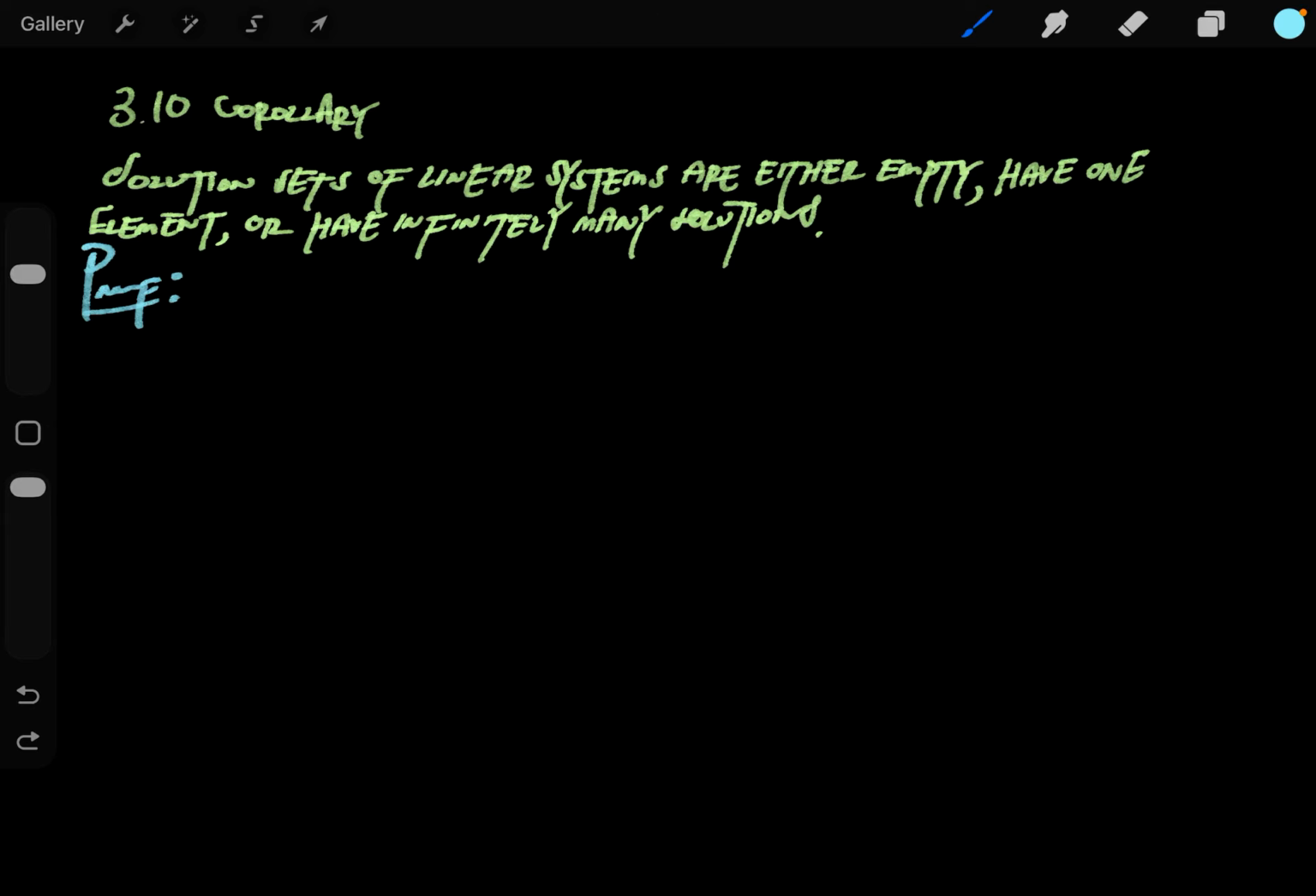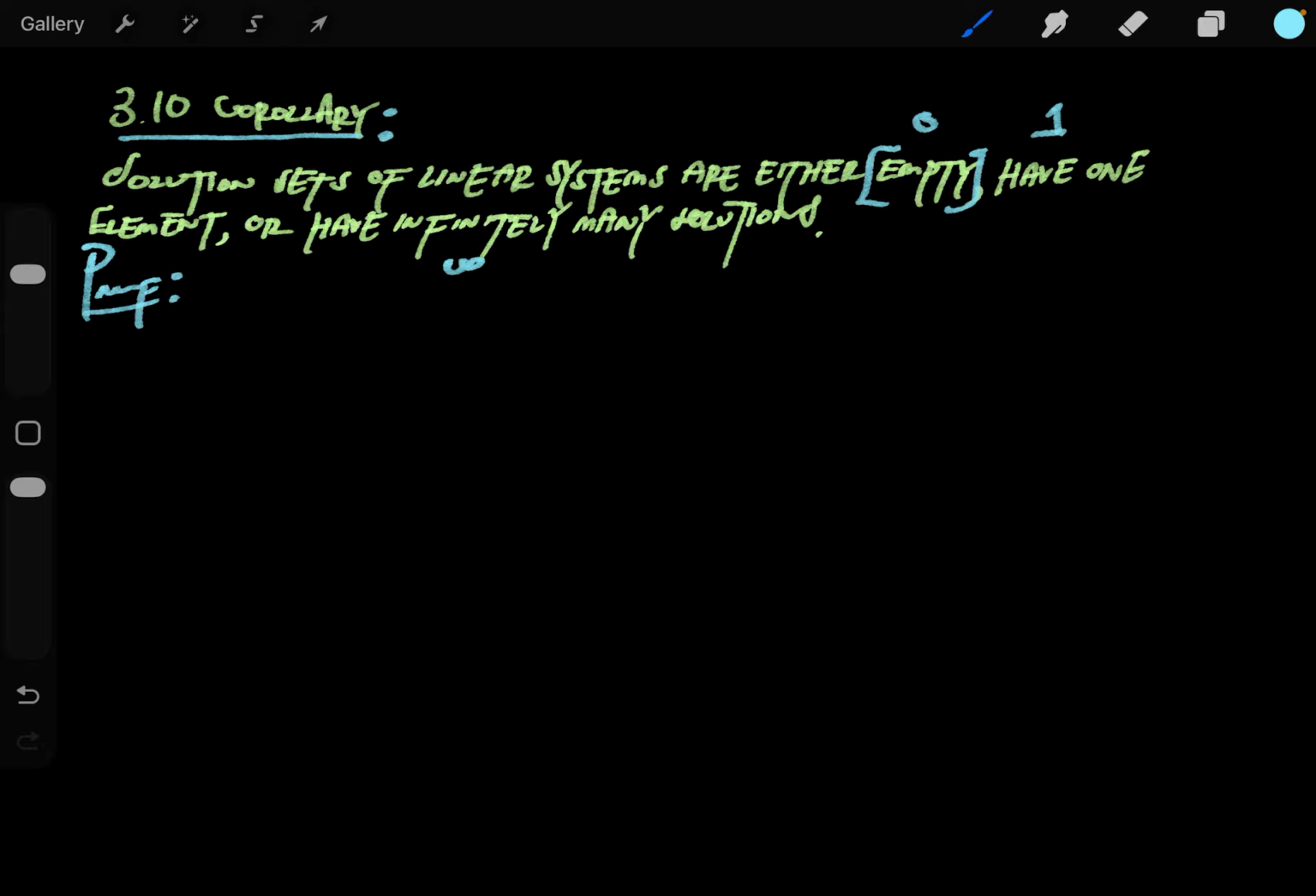Okay, so this is a key corollary from what we've been doing, and it's just to say that solution sets of linear systems are either empty, have one solution, or have infinitely many solutions, and these are the only three possibilities. So the way we do this is we use what we proved, which is that every single solution set of a linear system can be expressed as a particular solution plus the homogeneous solution.